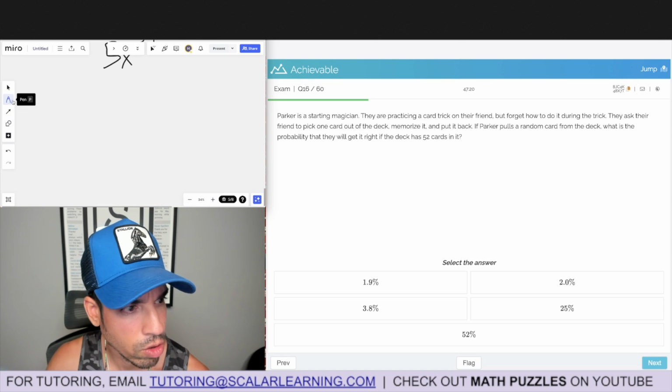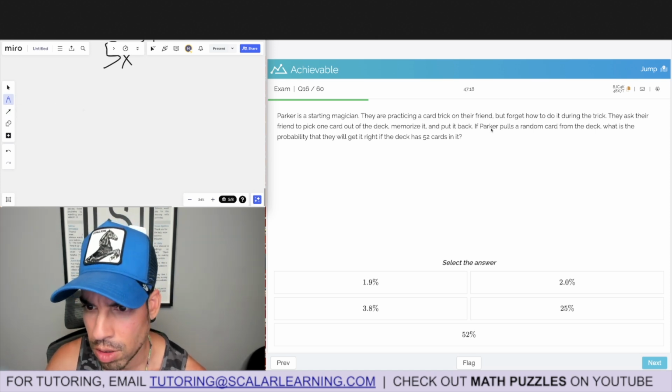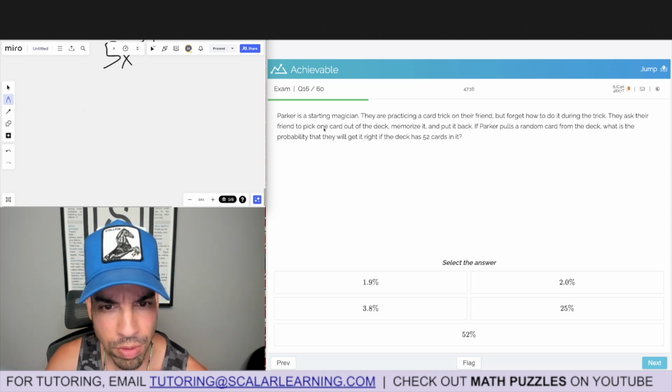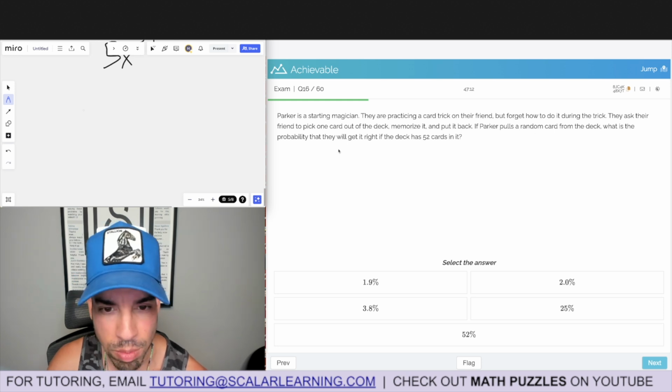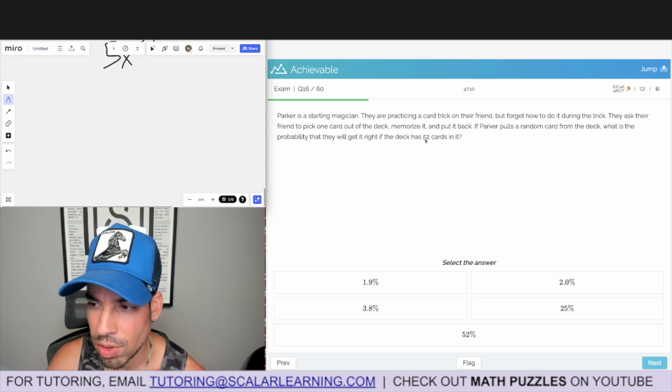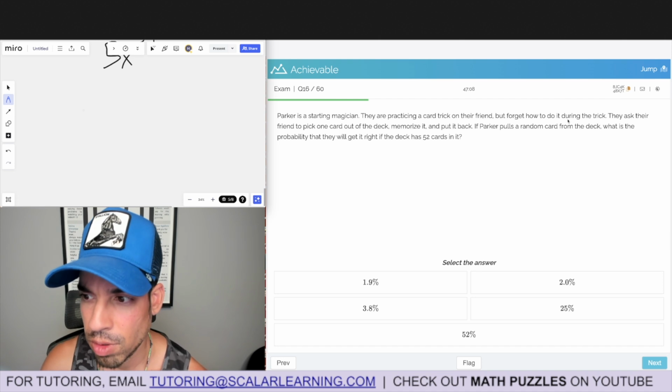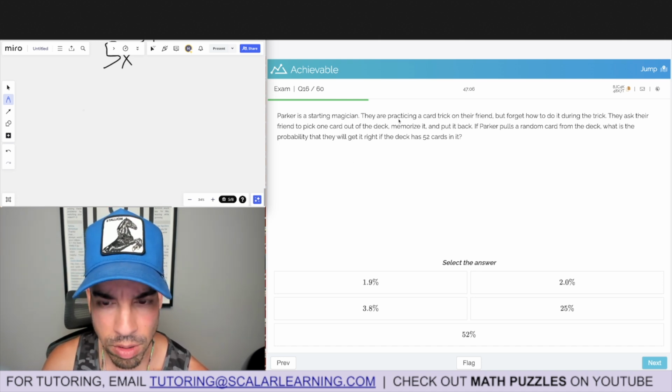Parker is a starting magician. They are practicing a card trick on their friend, but they forget how to do the trick. They ask their friend to pick one card out of the deck, memorize it, and put it back. If Parker pulls out a random card from the deck, what is the probability they will get it right if the deck has 50 cards? Hold on. Do the trick. They ask their friend to pick one card, memorize it, and put it back. Parker pulls a random card. It's 1 out of 52.